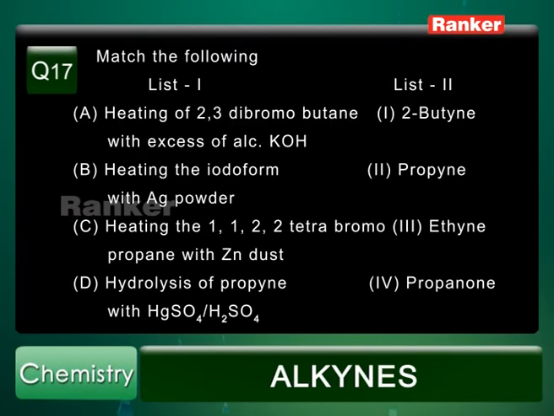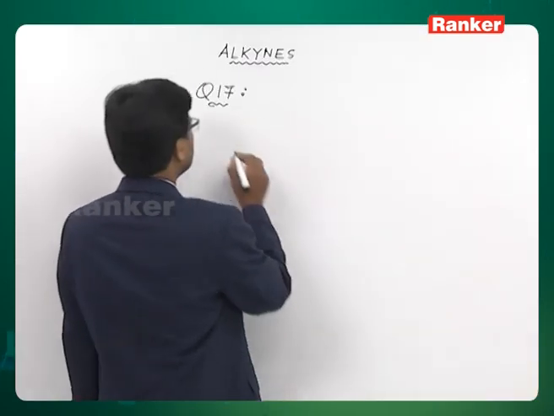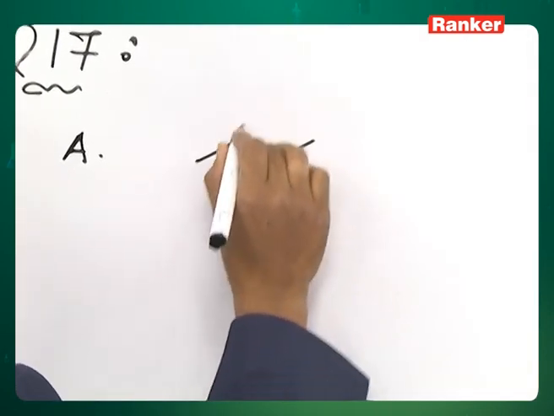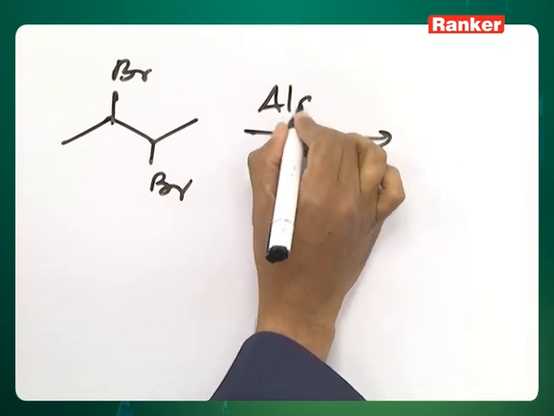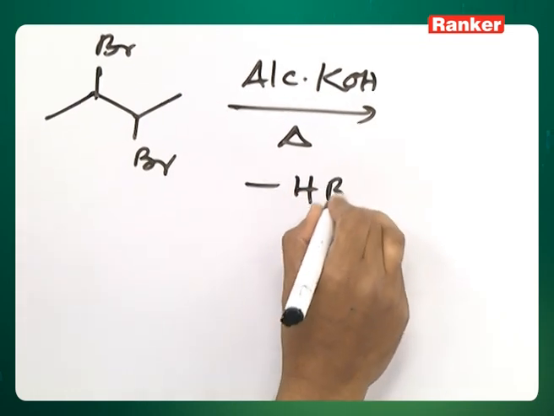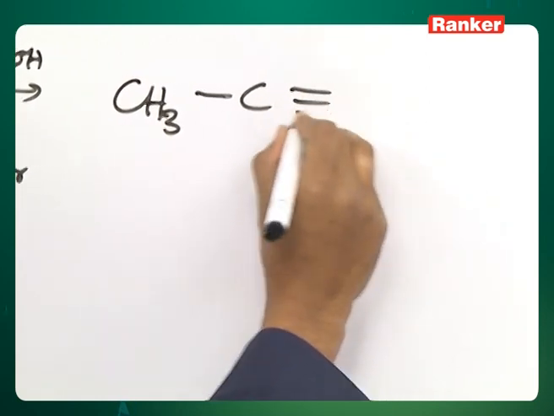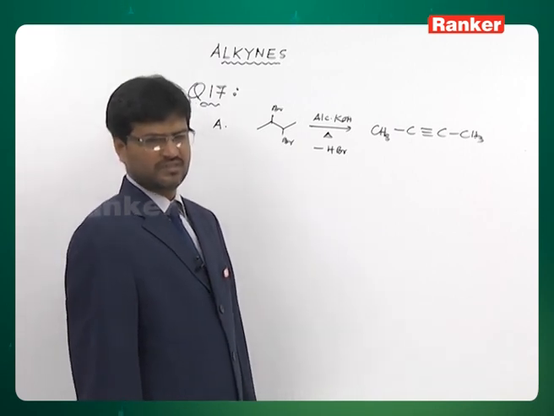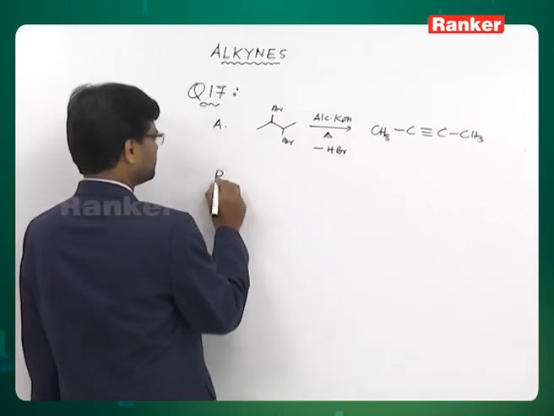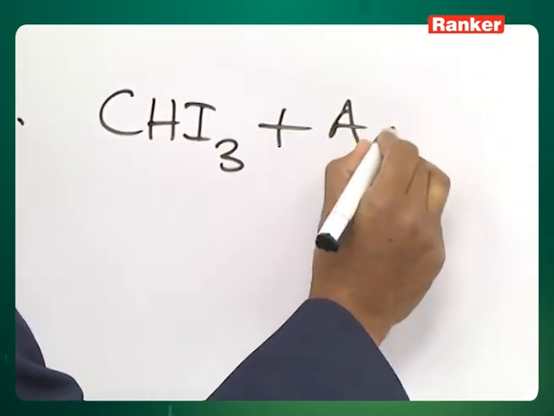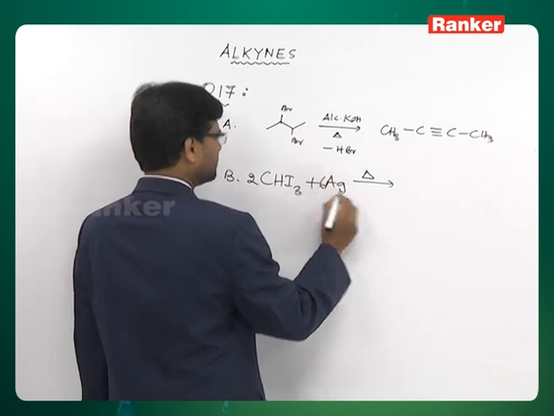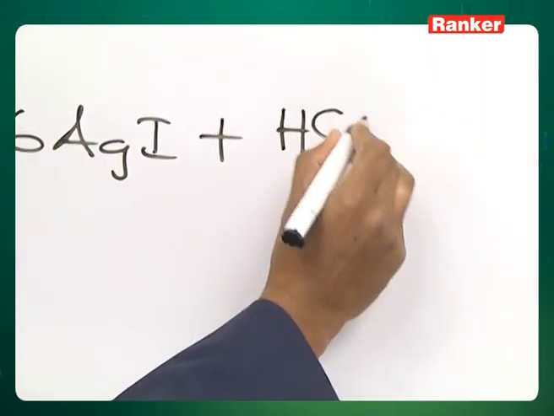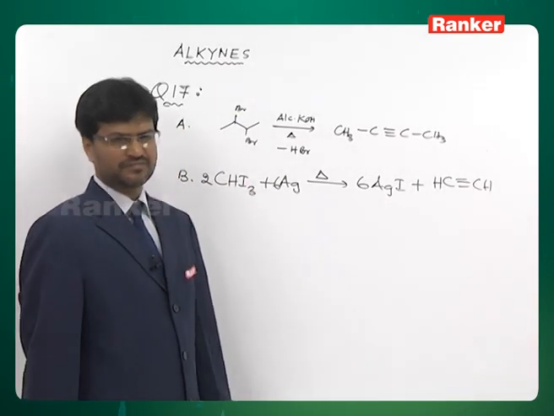Question number 17. Some reactions are given in list 1 and we need to match them with the compounds given in list 2. First reaction is heating of 2,3-dibromobutane with excess of alcoholic KOH. Dehydrohalogenation takes place and you end up with 2-butyne. So A should be matched with the first option in list 2. And then heating iodoform with silver powder. When you do this, you get 6 moles of AgI and acetylene. So B should be matched with 3, ethyne.